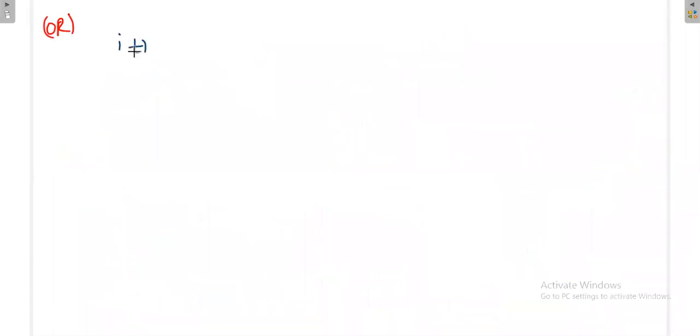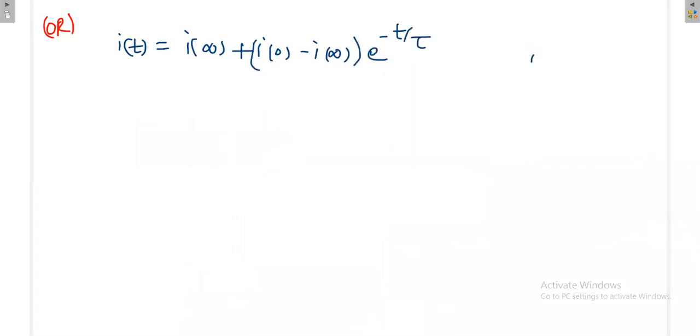That can be written like this: I of t is equal to I infinite plus (I0 minus I infinite) e power minus t by tau, where tau is the time constant of the circuit, tau is equal to L by R. What is the value of L here? That is 1 millihenry. What is the value of R? That is 10. So this is 10 power minus 4 seconds, the tau.